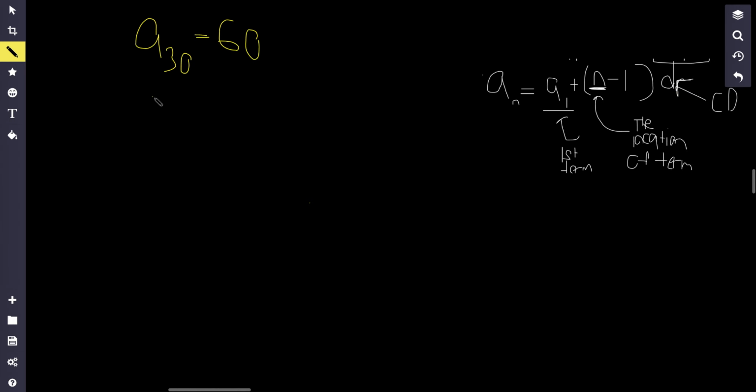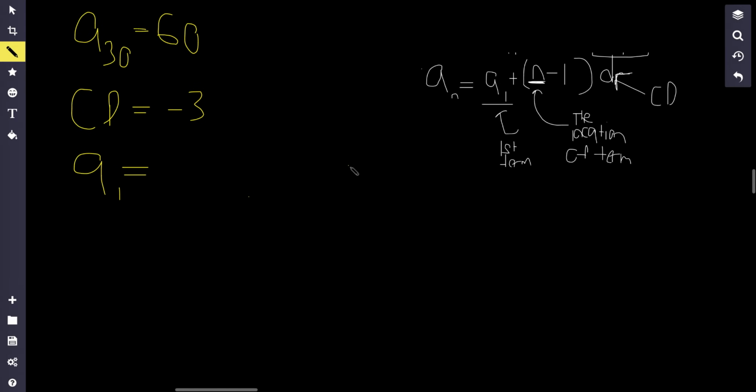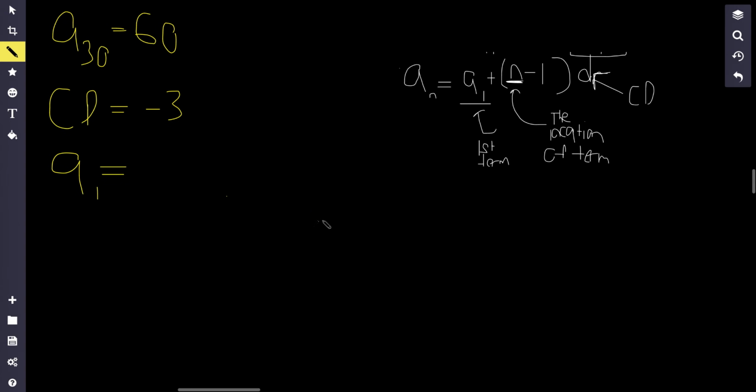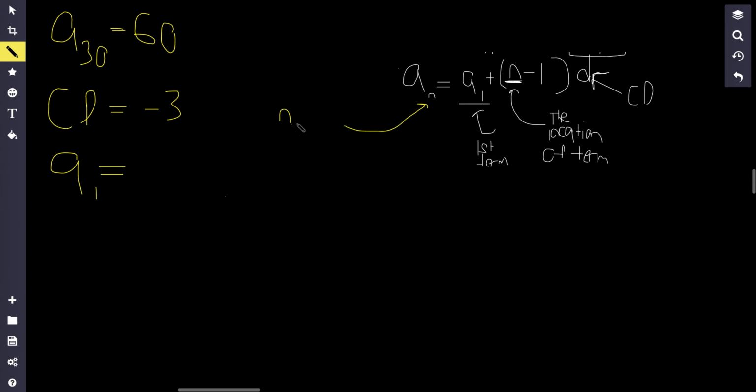And let's say my common difference is equal to negative 3. Find the first term. What's the first term going to be? Well, in order to find the first term, imagine if I plug in n is equal to 30 into my formula, because we already know the value of the 30th term. So let's just substitute n is equal to 30.